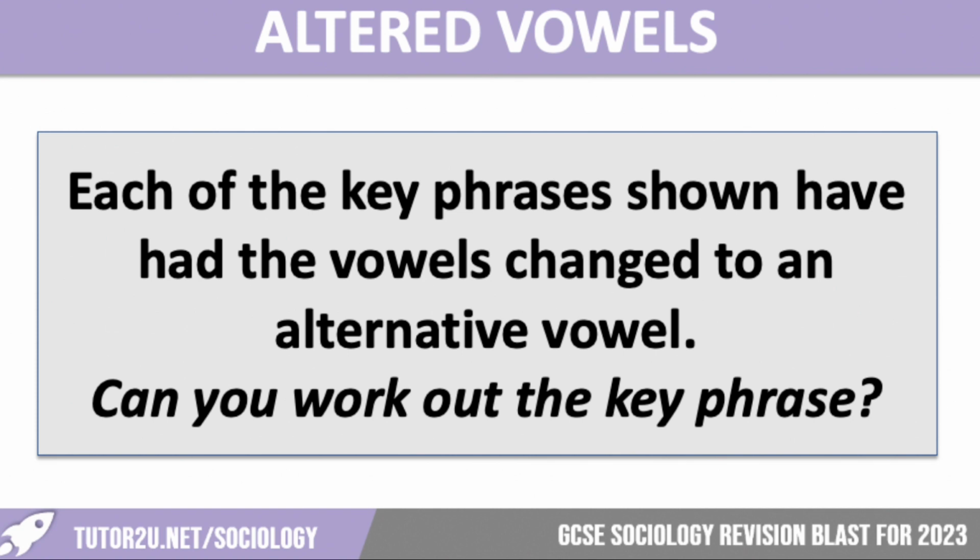So for example, some families are lone parent while some families are extended. And trends such as divorce, remarriage and cohabitation have made family structures much more unpredictable, and they no longer follow set patterns. So the Rapoports recognise five forms of diversity. Now what you need to do is work out what they are with this altered vowels activity. Each key phrase shown has had the vowels changed. Can you work them out?